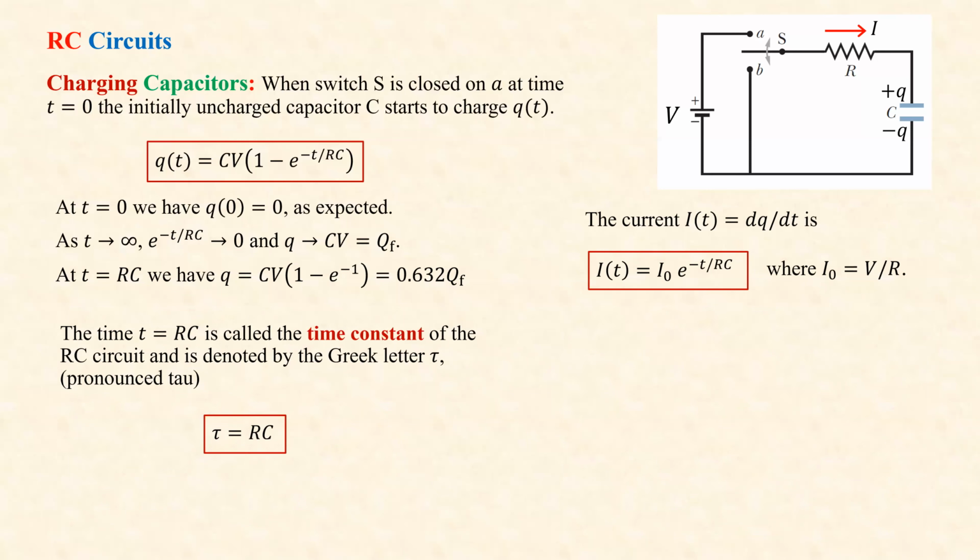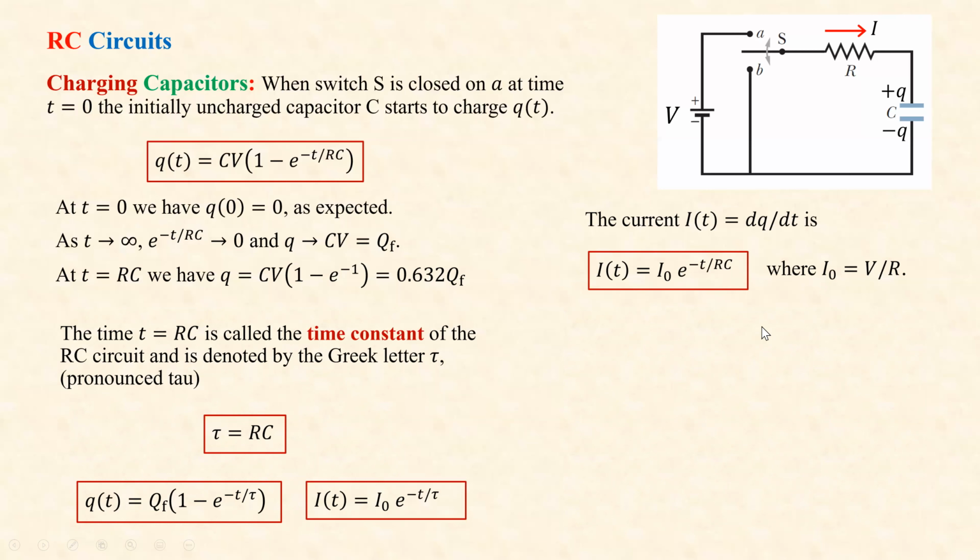And so we say tau equals RC. And in terms of this tau, we can write this in terms of tau. So Q as a function of time becomes final charge times 1 minus e to the negative t over tau. And the current becomes initial current times e to the negative t over tau.